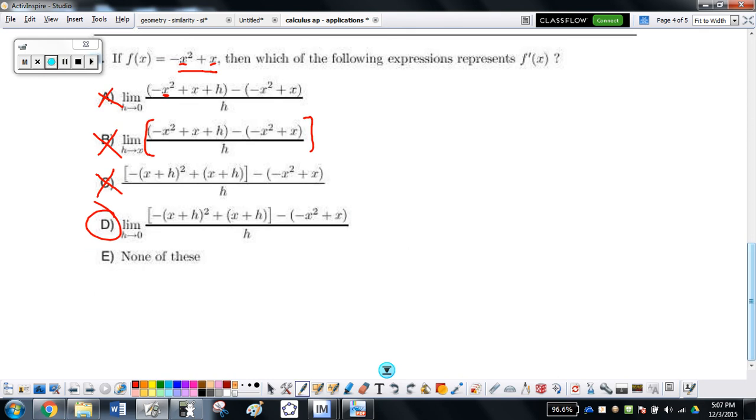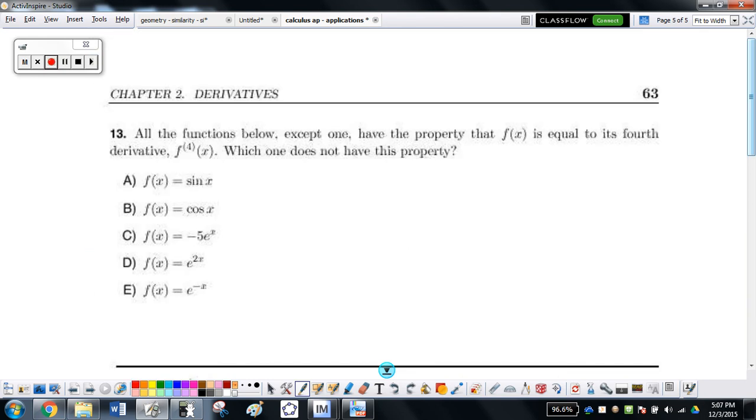Next page, finally. Oh, there's one in the back. 15 problems. Be a little bit late, probably.